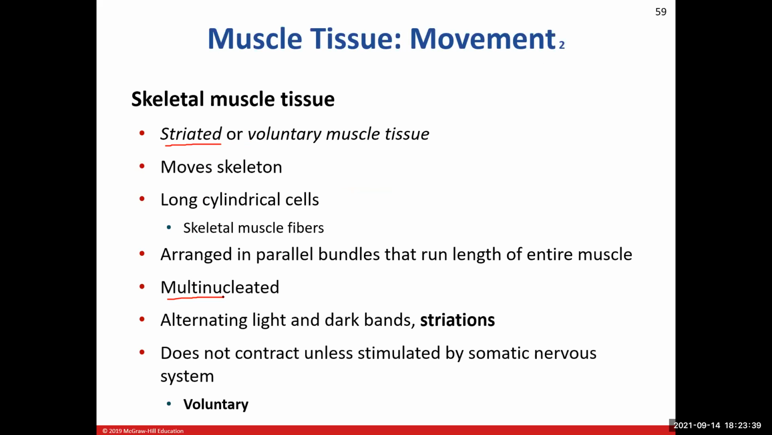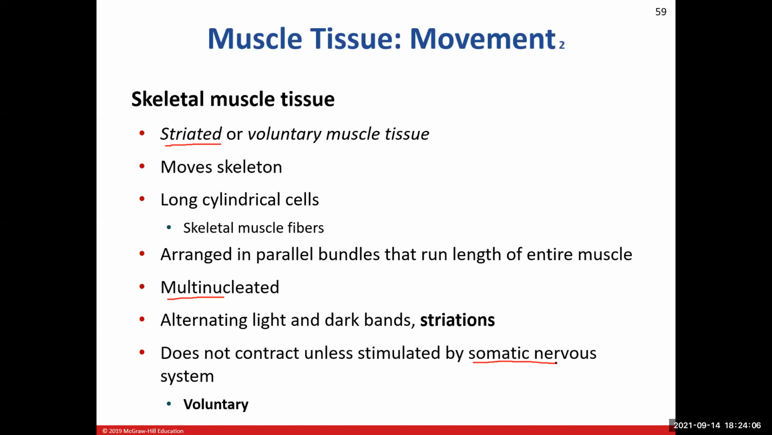And so the interesting thing about this muscle tissue is that it is stimulated by what we call the somatic nervous system. And the somatic nervous system is the nervous system that you have conscious control over. So this muscle tissue is voluntary. It's the only type of muscle tissue that's voluntary. The other two types are involuntary. You have no conscious control over those muscles.